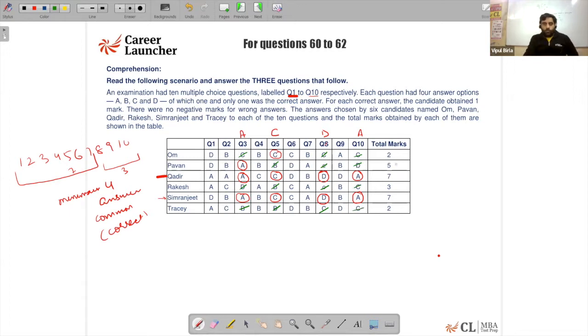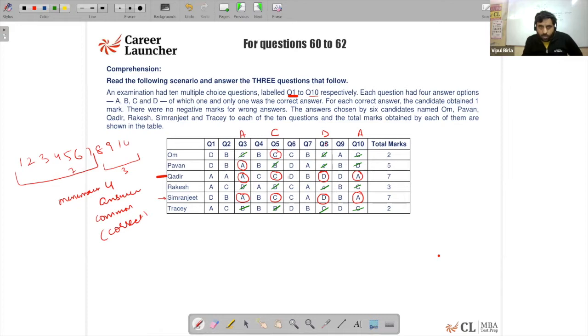Okay. So as of now, if we talk about Om, we've got one correct answer and the remaining three wrong. Pawan, we have got one correct and three wrong. And similarly for Kadir, we've got four correct. Simranjeet, four correct. Rakesh, all four are wrong as of now. And Tracy has again all four wrong.